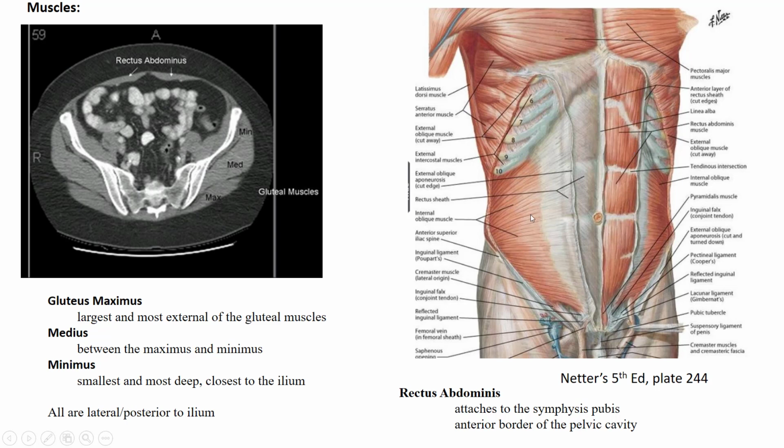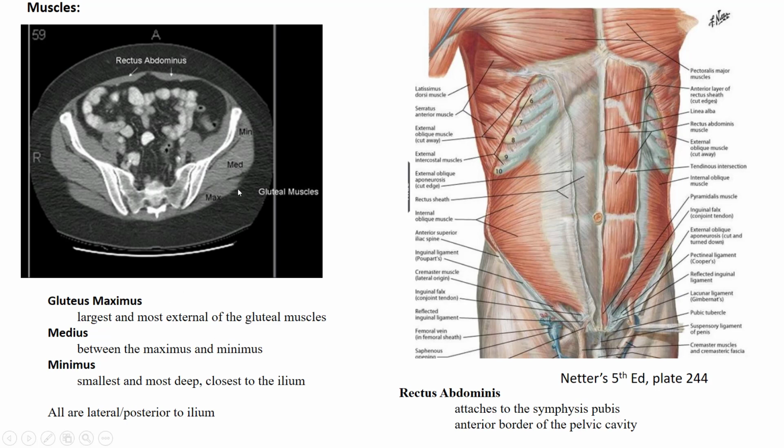And you've got your oblique muscles here, internal oblique and external oblique. The internal oblique runs from inferior to superior as it courses, and then the external oblique runs from superior to inferior as it crosses this way. Your obliques help you to rotate. The rectus abdominis attaches to the symphysis pubis inferiorly, and up near the fourth and fifth rib superiorly. It's the anterior border of the pelvic cavity and helps to support your whole torso.